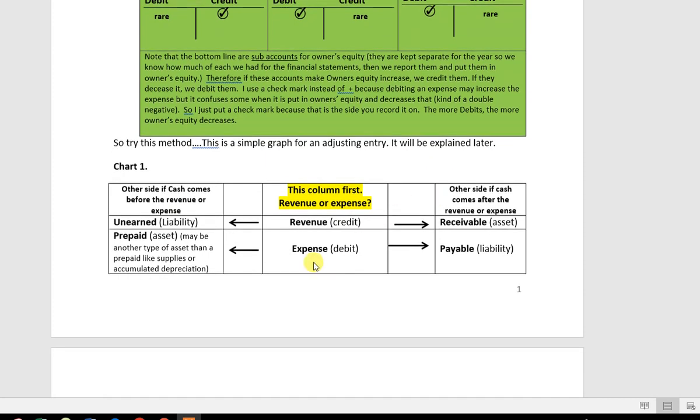Okay, so I generally, before adjusting entries, I make this. So I look at this column first. And basically I know that every single adjusting entry will have a revenue or expense.